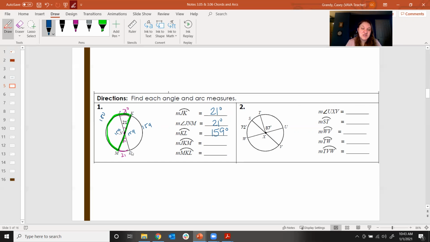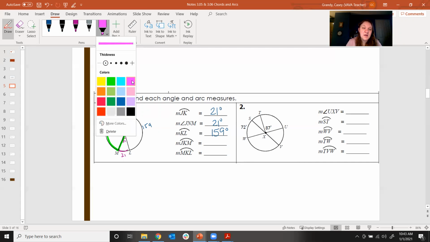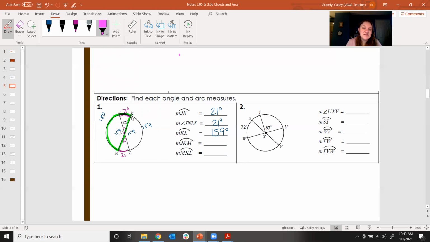JKM, arc JKM. So here's JKM. Okay, so now what do we have to do here? Okay, so J is here, goes to K, goes all the way around to M. So we're going to have to add these pieces together. So I'm going to add 21, 159, and 21 to give me this entire piece. Or what you could do is you could take 360 and subtract 159. You're going to get the same answer. This is 201 degrees. And then the last one, I'm going to erase some stuff because this is getting messy.